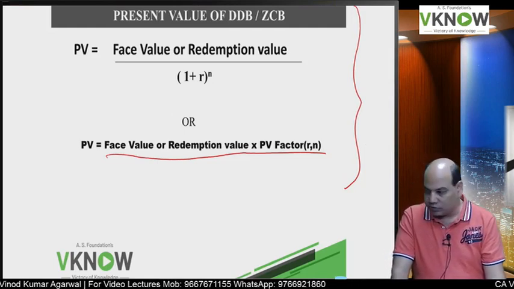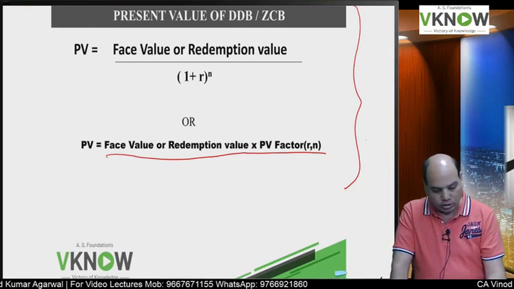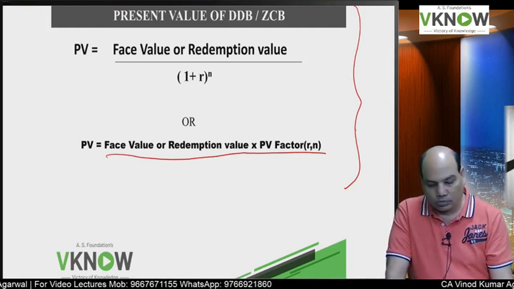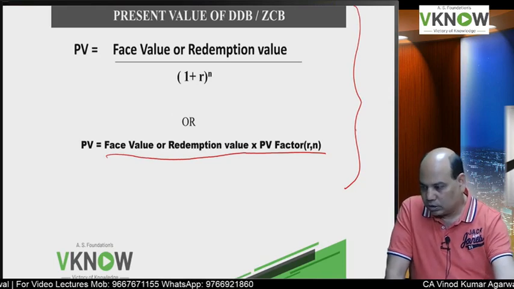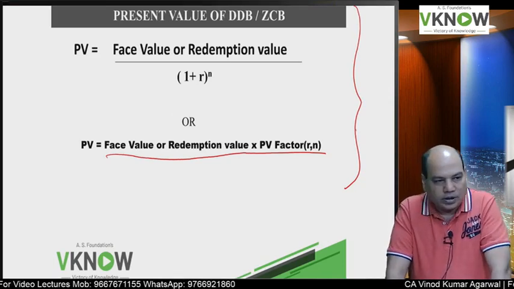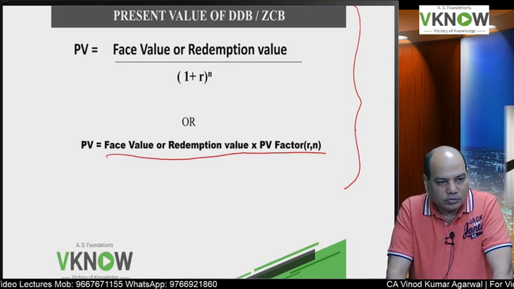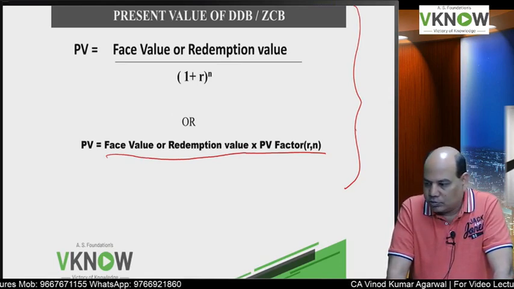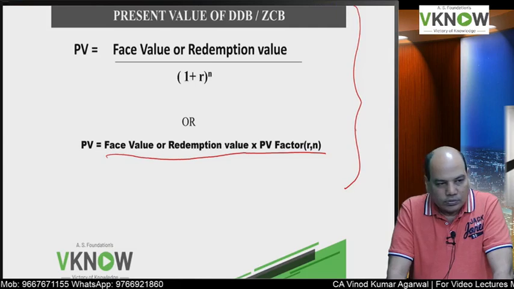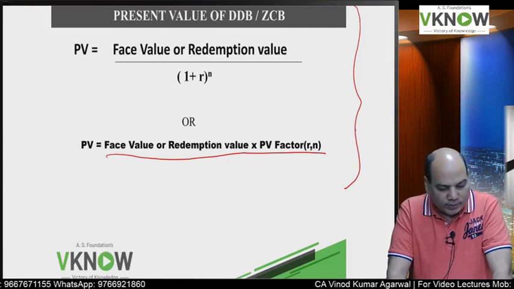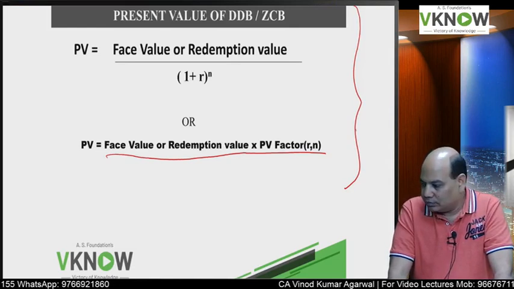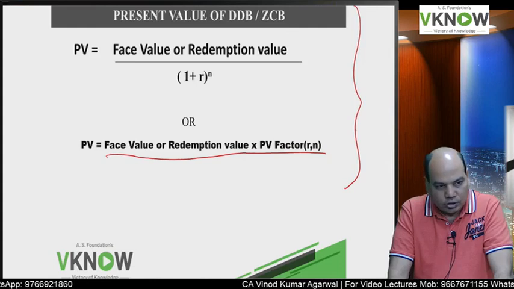PV is equal to face value or redemption value upon 1 plus r to the power n. Or suppose you are given factor, then face value or redemption value into PV factor bracket r comma n.